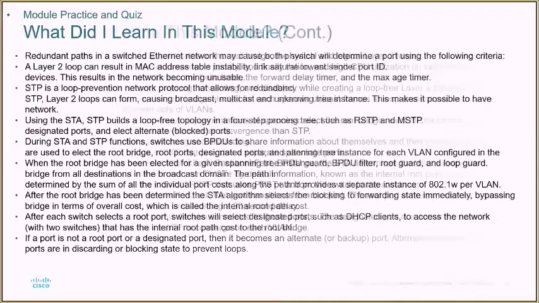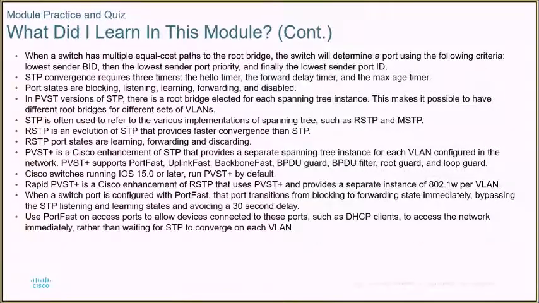Alternate ports and backup ports are in a discarding or blocking state to prevent those loops. When a switch has multiple equal cost paths to the root bridge, the switch will determine a port using the following criteria: lowest sender bridge ID, then the lowest sender port priority, and then finally the lowest sender port ID. STP convergence requires 3 timers: a hello timer, a forward delay timer, and the max age timer. Port states are blocking, listening, learning, forwarding, and disabled.